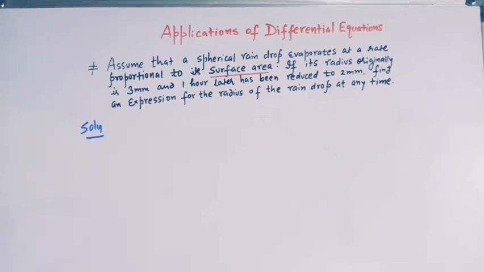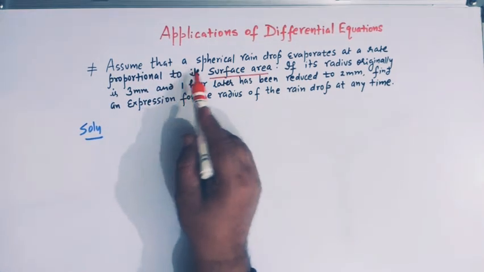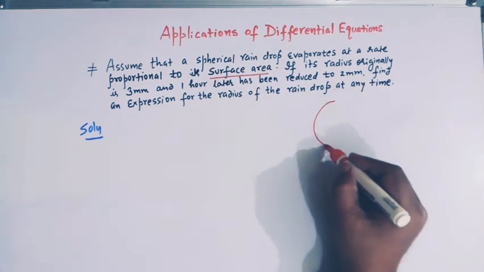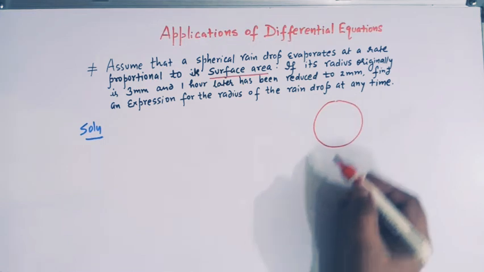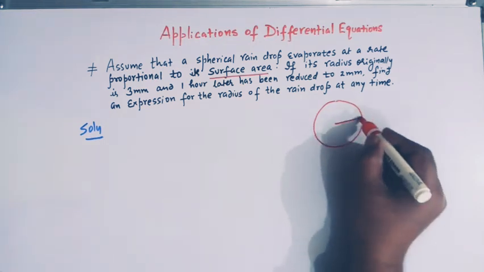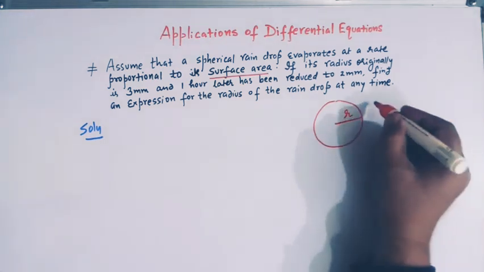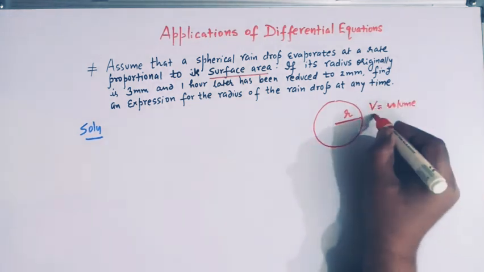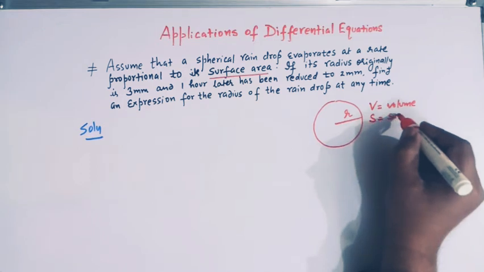Hello viewers, in today's class we are going to take up some important problems based on applications of differential equations. So the first problem is: assume that a spherical raindrop, whose radius is r, has volume v and surface area s.